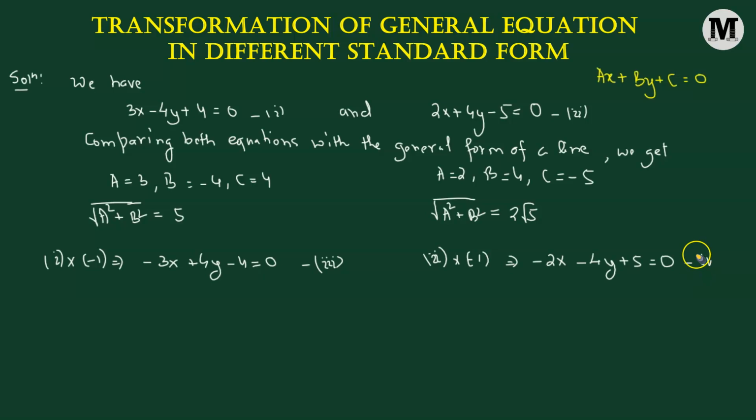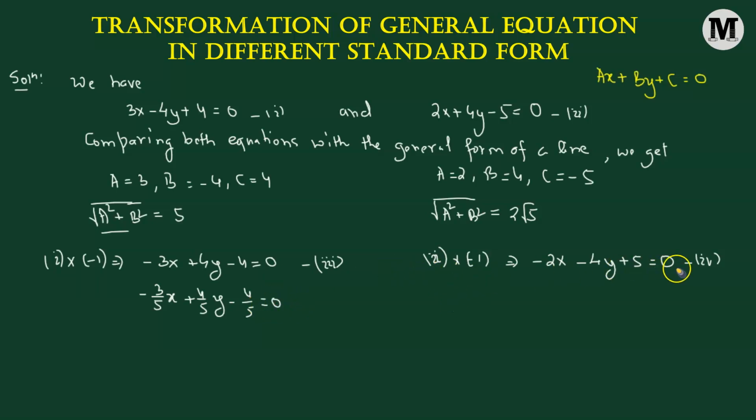Now we take equation number 3 and divide each term on the left hand side by the square root of a squared plus b squared, which we found to be 5. So we divide each term by 5 to get negative 3 over 5 times x plus 4 over 5 times y minus 4 over 5 equals 0.